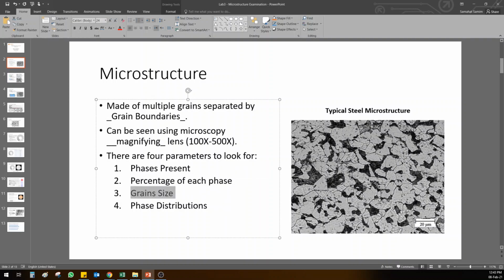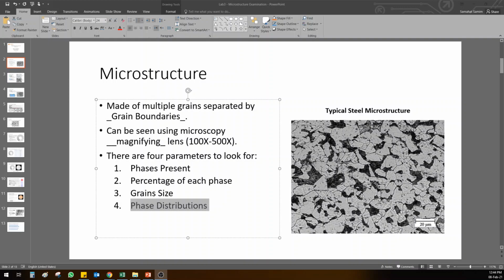Number 3, what is the grain size? The grain size is just like a diameter or a size which you will measure by a method. And number 4, the phase distribution. Phase distribution is how different phases are distributed. So these are the 4 pieces of information I want you to study for the microstructure given to you. How will you study this? This is what the lab is about, and I am going to teach you and go through each of them one by one. Okay.